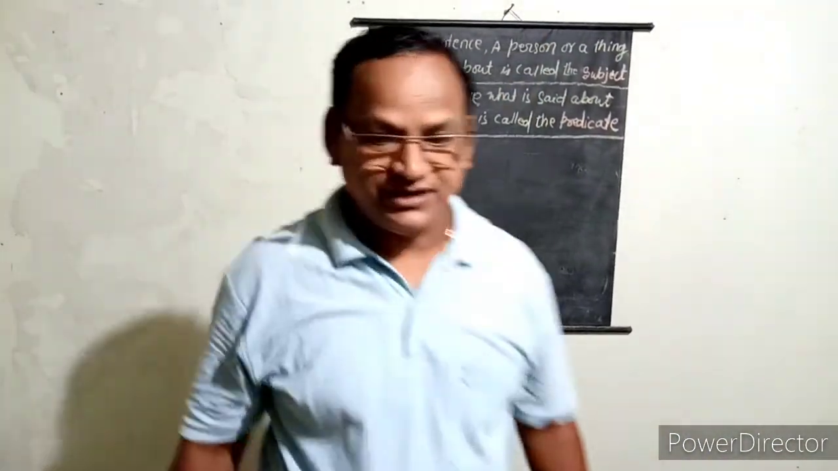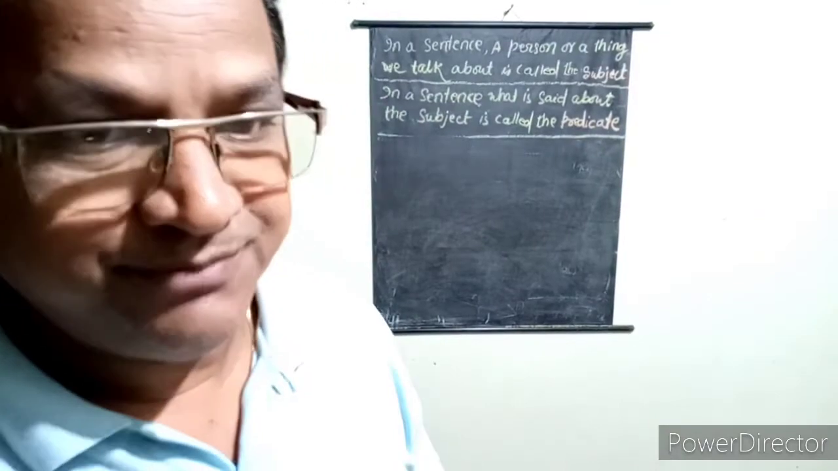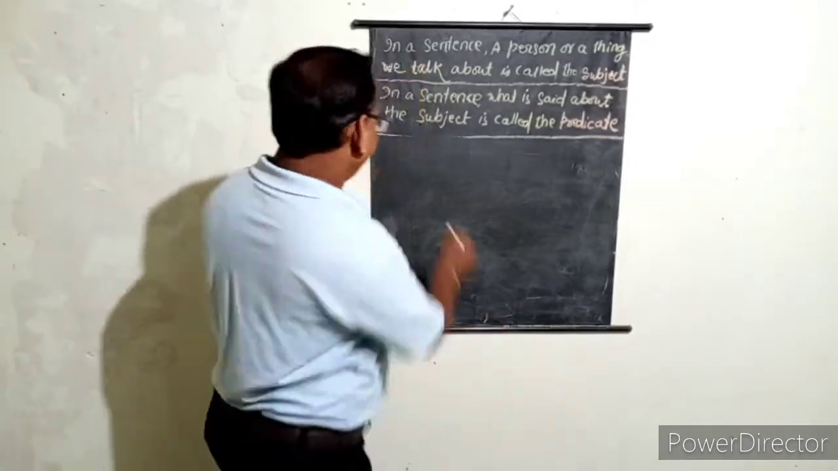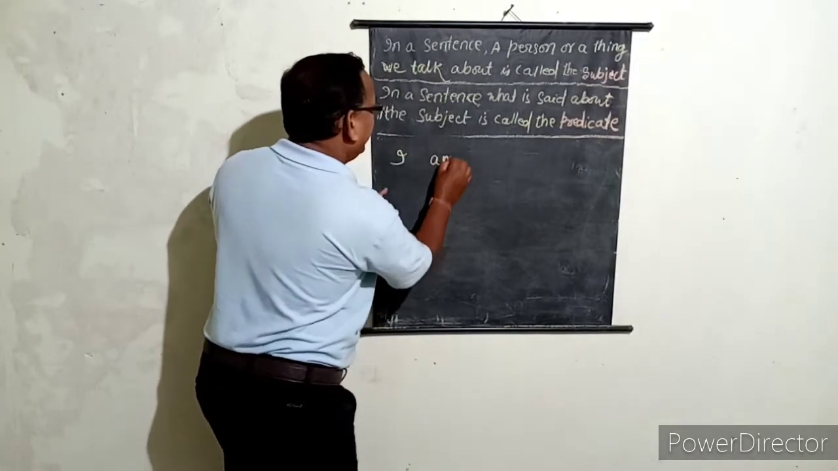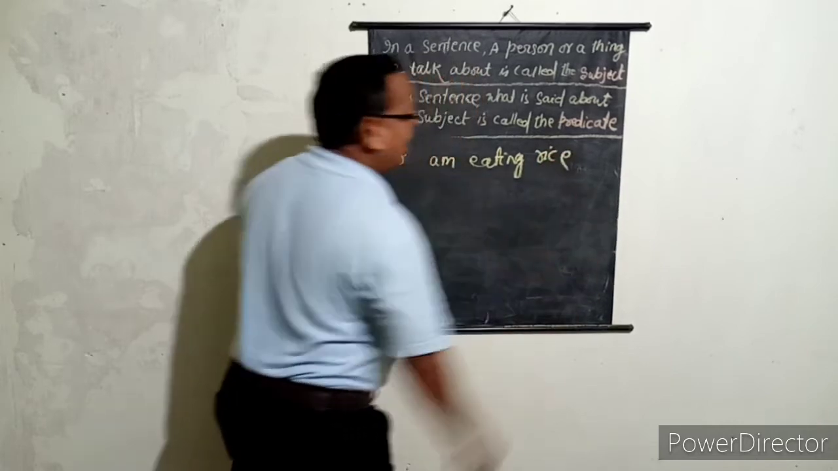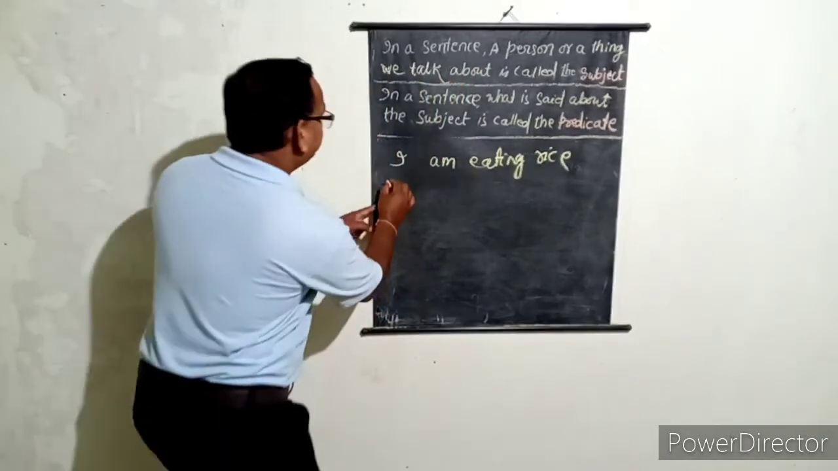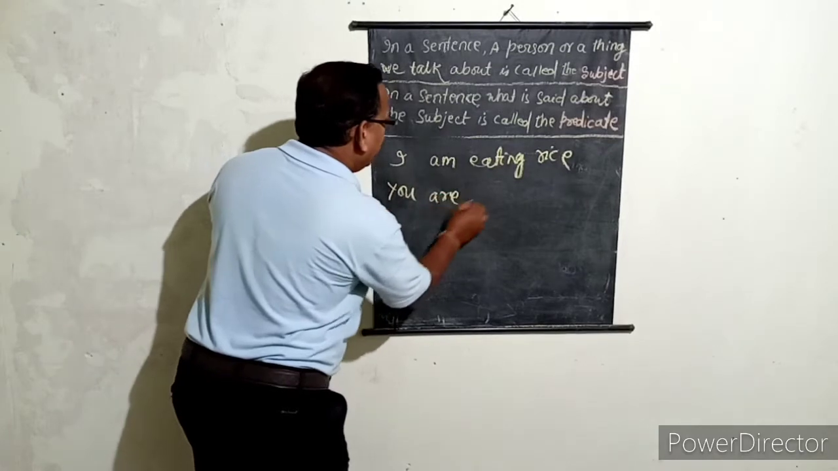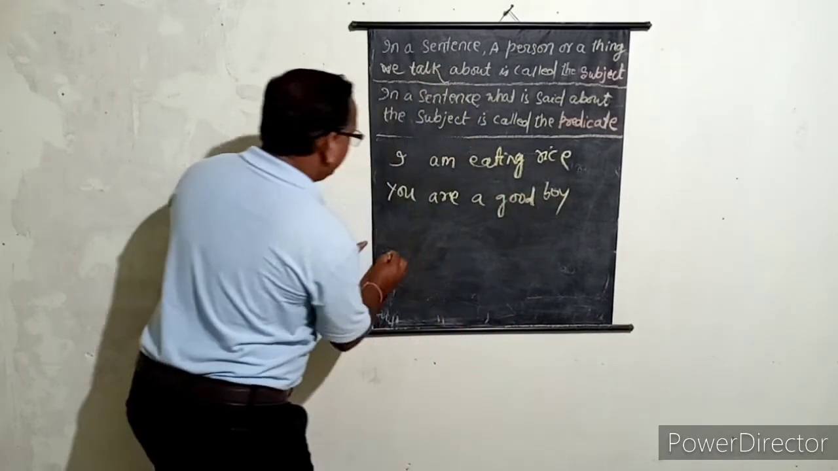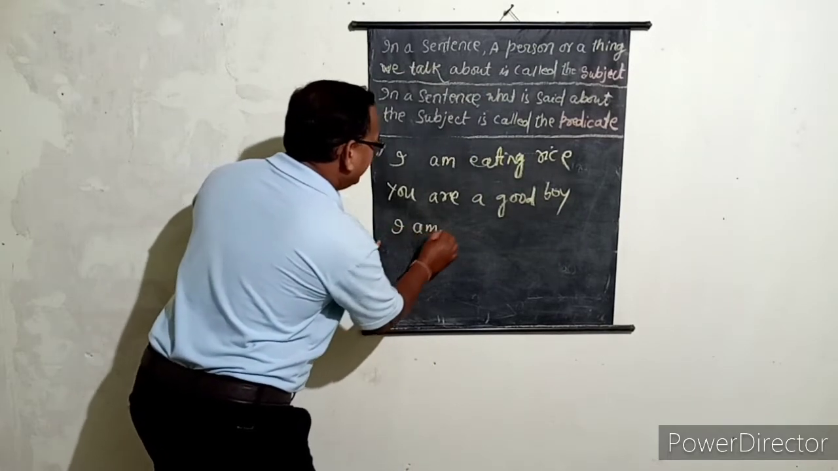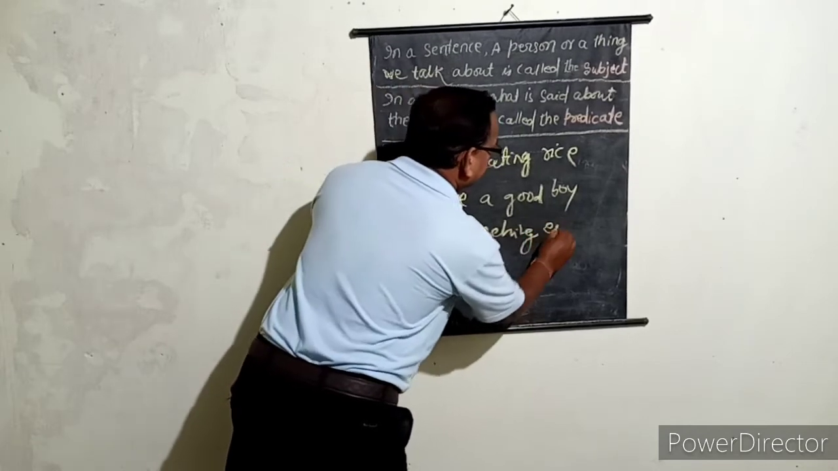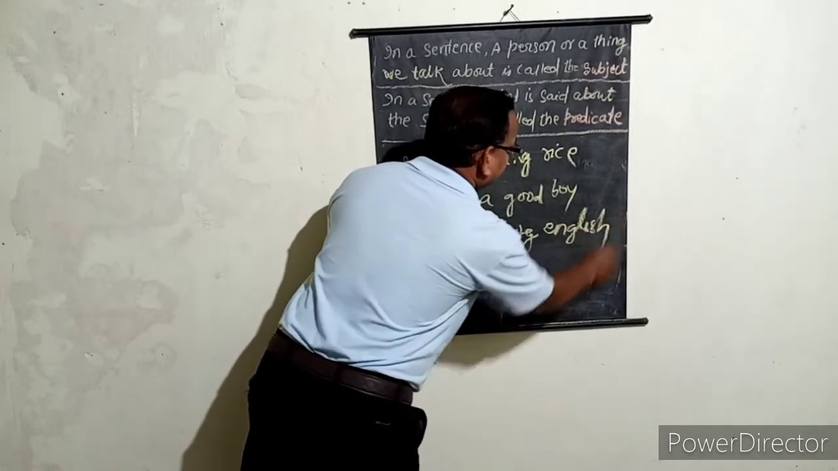Anyway, let's discuss subject and predicate. For example, I'm going to write a sentence. I am eating rice. You are a good boy. I am teaching English.